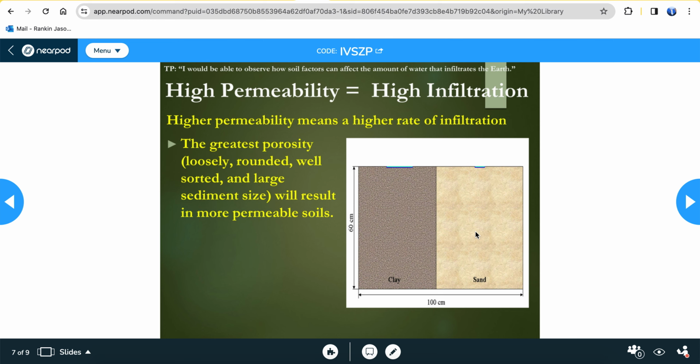Can you guess what the fastest would be based on page 6? And yes, the answer there is boulders. So if you had a soil composed of boulder-sized particles, then that would definitely have water pass through it the fastest.